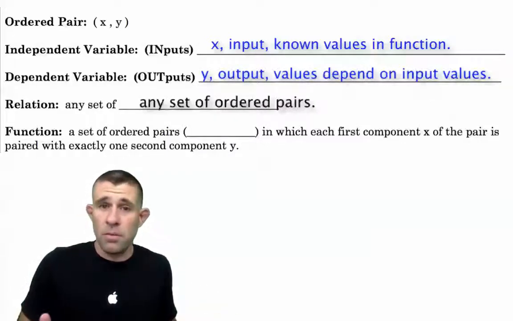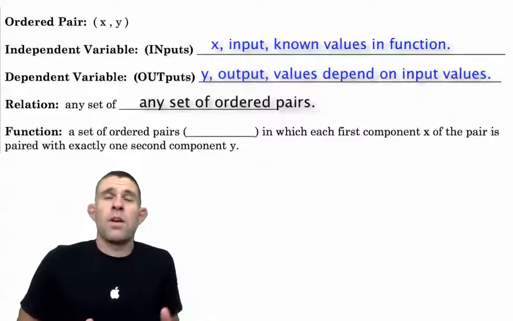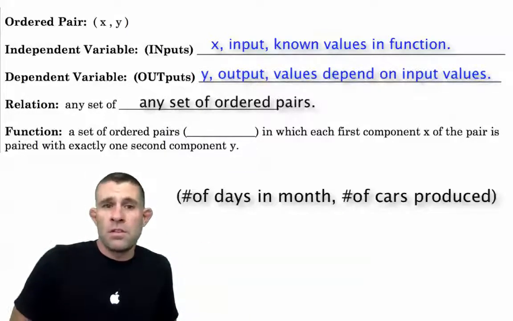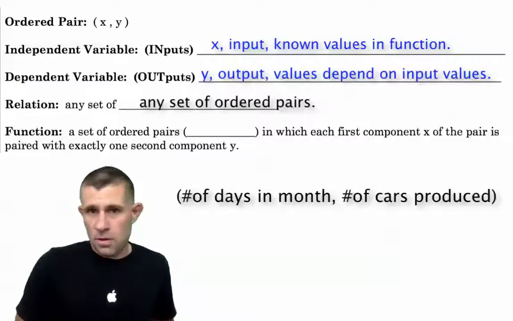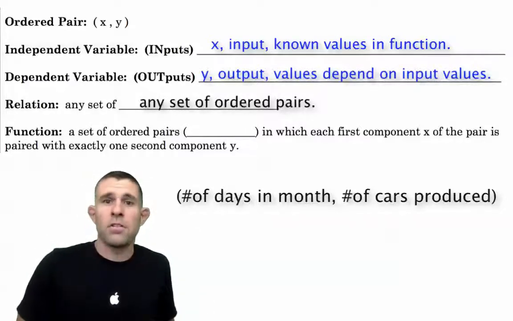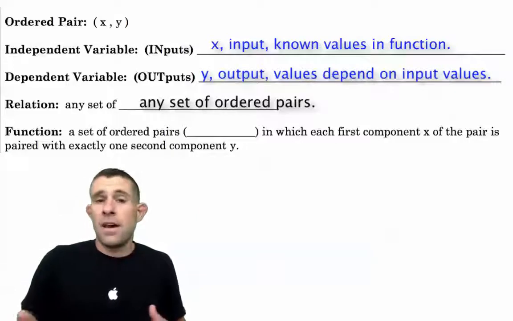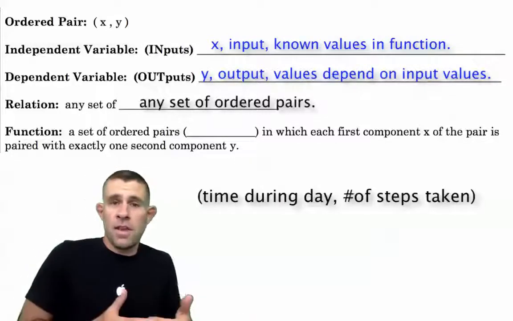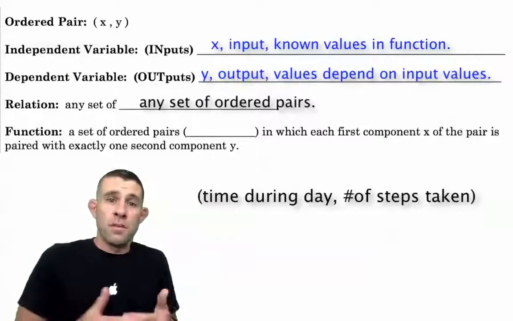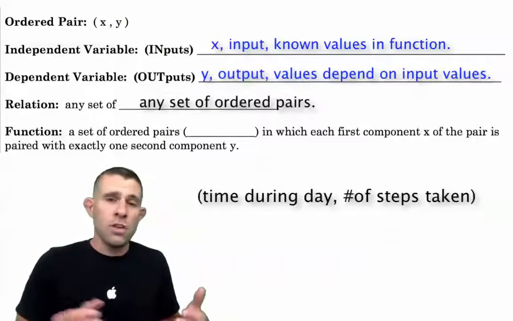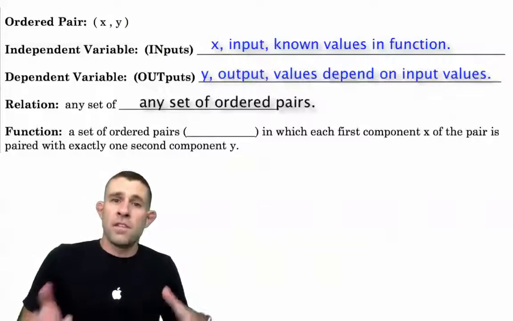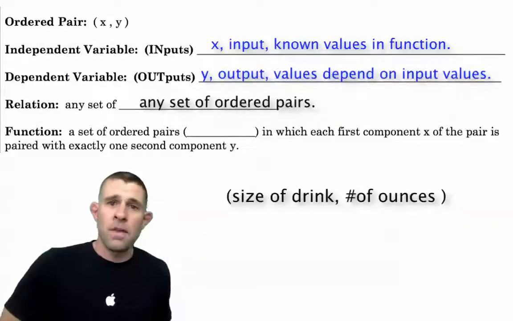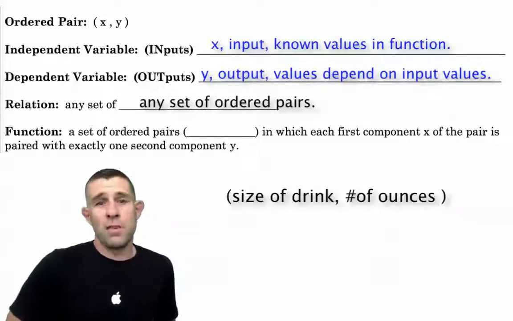So take, for example, the ordered pair where your x variable is the number of days in a month to the number of cars produced during that month. Now, you could also have a relation between the time of the day it is and the number of steps you've taken. As the day goes on, the number of steps increases. Or you could also take the relation such as the size of drink you ordered and the number of ounces that come in that cup. So those are just some examples of some relations.